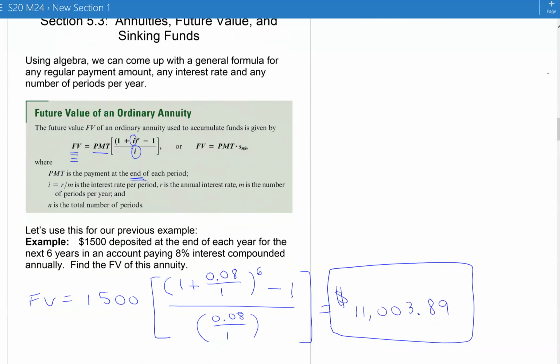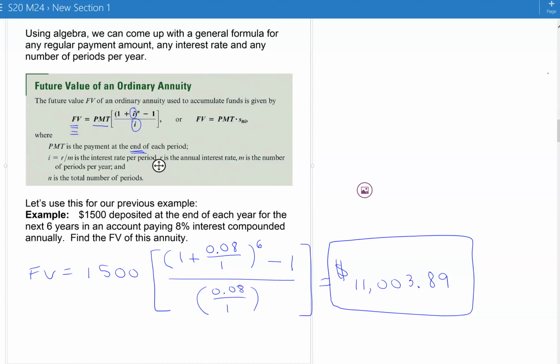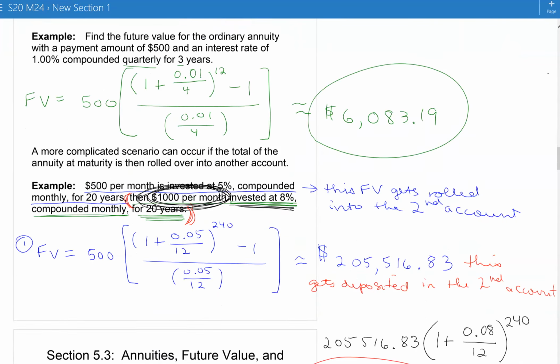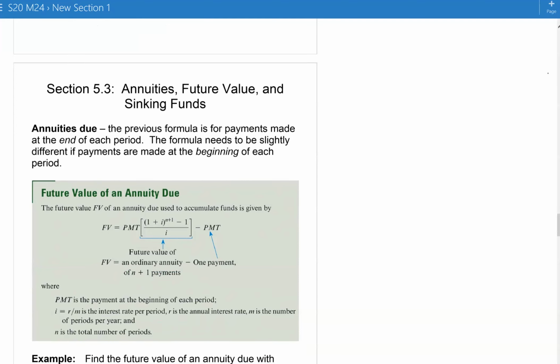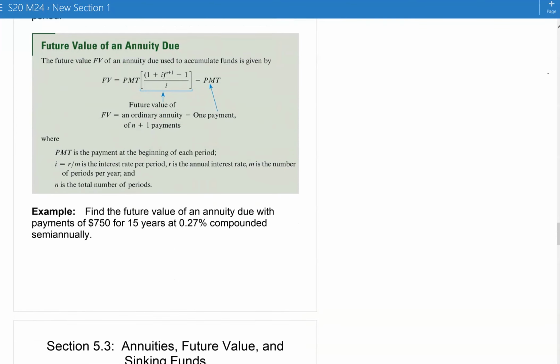Okay, here is our formula. So this was the future value of an ordinary annuity, payments at the end of the period. So now let's go back down here to future value of an annuity due. This language will show up again in the second of these two sections in 5.4, where the words annuity due go with making payments at the beginning of the period.